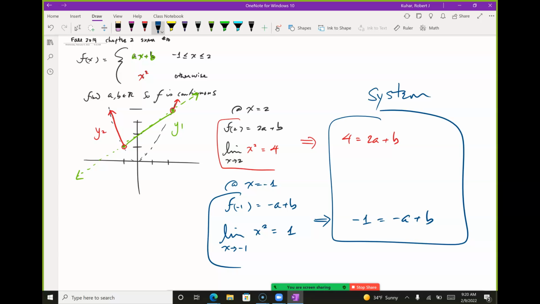Go ahead, Nahum. Yeah, so it's supposed to be 1, not -1. Thank you. Thank you.